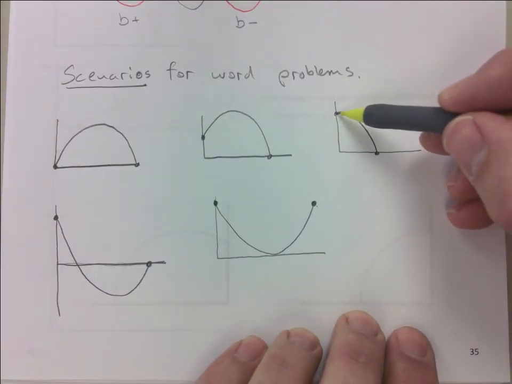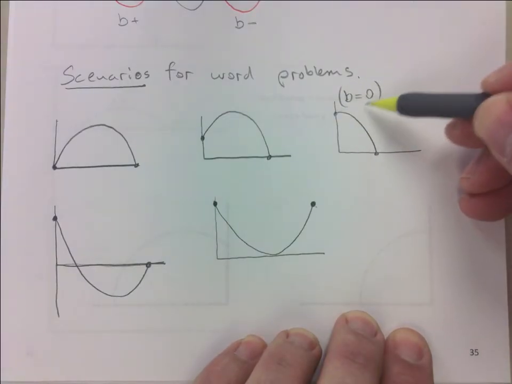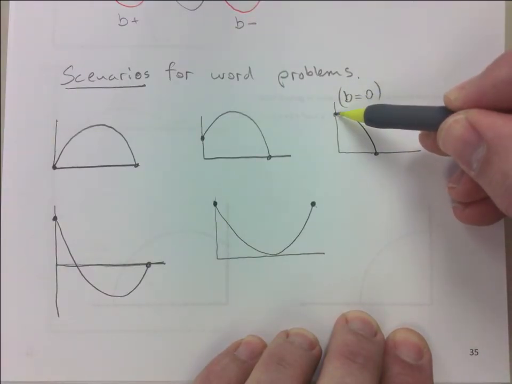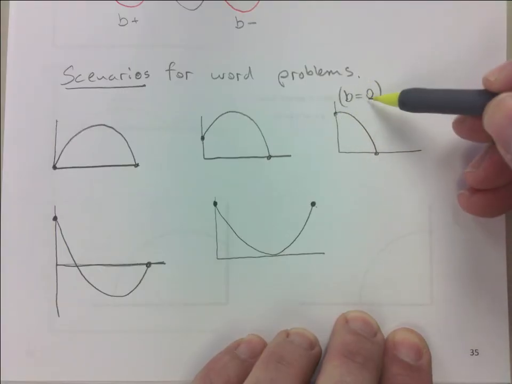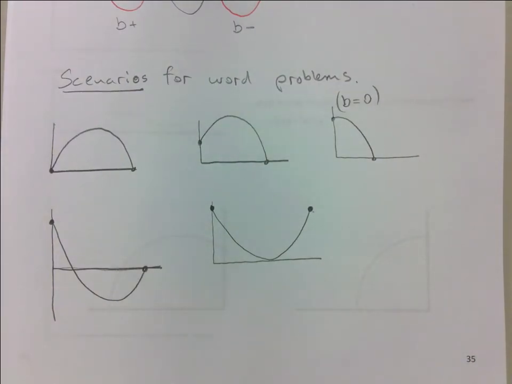By the way, this one here is unique. B is equal to 0. When B is equal to 0, then it's just straight down. It doesn't go up first then down. That's what you're going to encounter. So B is essentially not there. The equation will not have an x value, okay? But you know B is equal to 0.